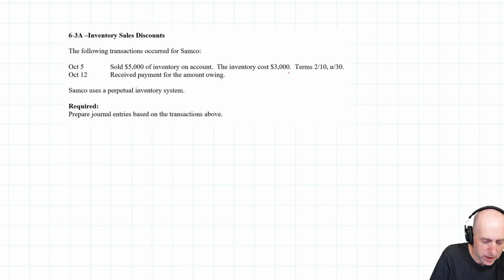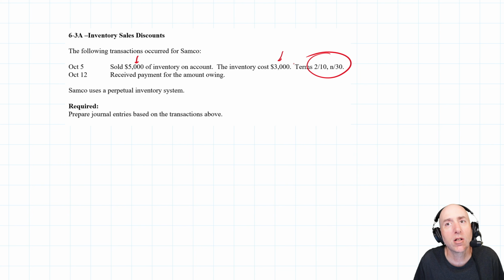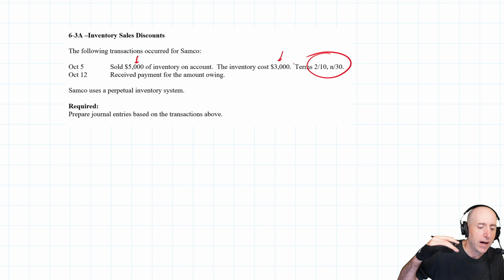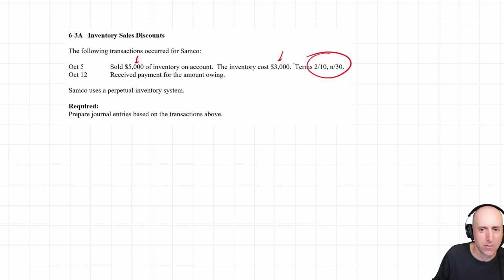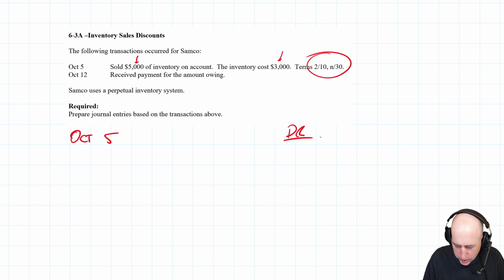Well, when you sell inventory, you not only are aware of the price you charge your customer, but you're also aware of the cost. And in this case, we're offering terms. So there are more moving pieces to being a seller, and you'll see it's more complicated than the accounting from the buyer's perspective. Well, maybe that's too much to say, marginally more complicated. Okay, so let's get into it. So it's October 5th, and we're asked to do some journal entries.